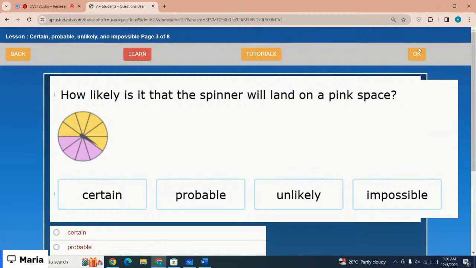How likely is it that the spinner will land on a pink color, which is the correct option?